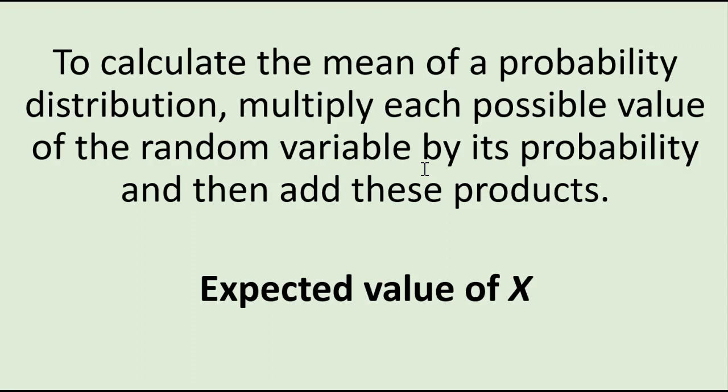To calculate the mean of a probability distribution, we multiply each possible value of the random variable by its probability and then add up the products. Notice in your notes is a box from your book that describes this process. This is also known as a weighted average. The mean mu of a probability distribution is also called the expected value of x.